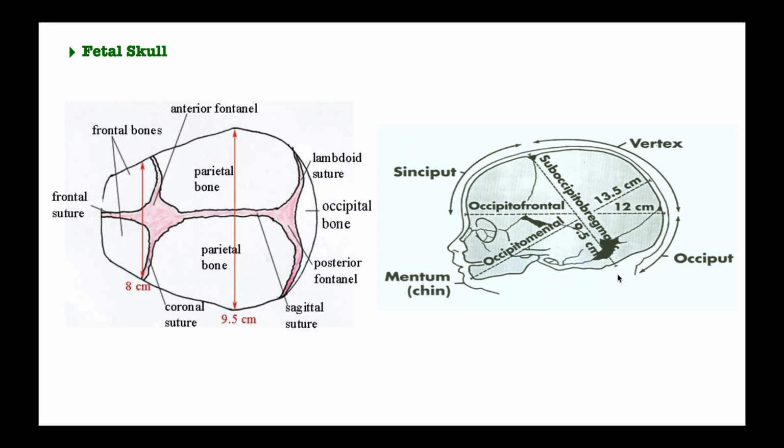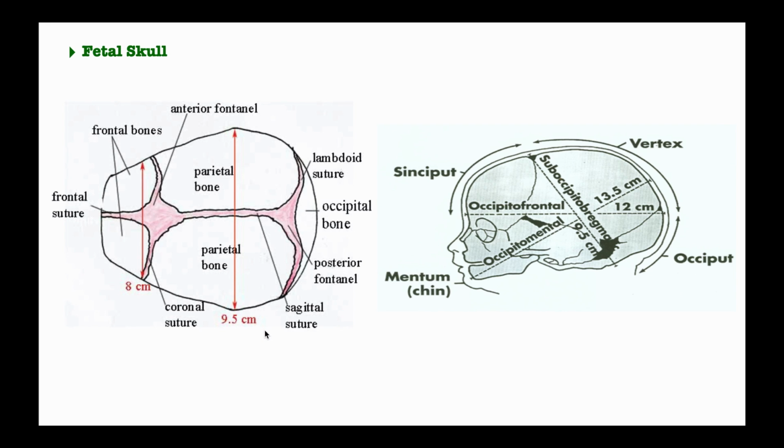Now, when we look at the fetus, what we find is that the fetal skull, when we compare the diameters of the fetal skull relative to the dimensions of the pelvis, what do we find? What we find is that the widest part of the fetal skull is 9.5 centimeters. This is what I want to draw your attention to. This is 3.5 centimeters less than the widest diameter of the pelvic inlet, as well as 1.5 centimeters less than the widest diameter of the pelvic outlet.